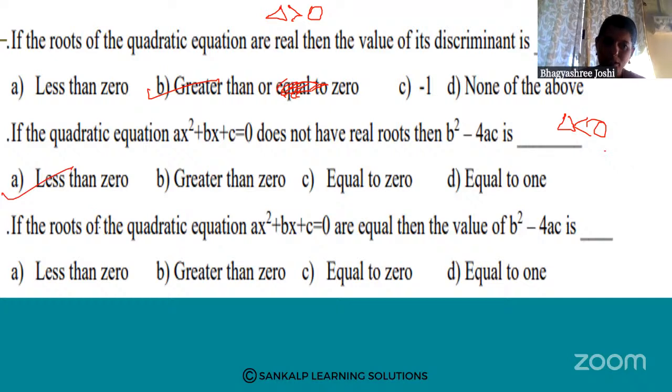Next, if the roots of the quadratic equation ax square plus bx plus c equal to 0 are equal, so this word is very important, are equal, then the value of b square minus 4ac is equal to 0.